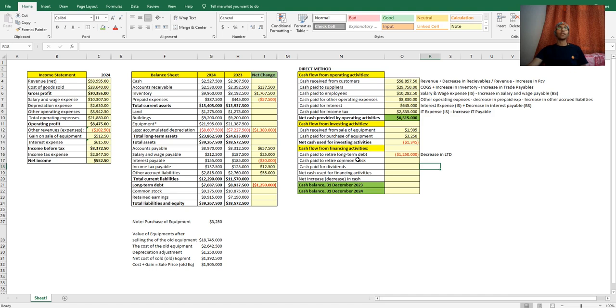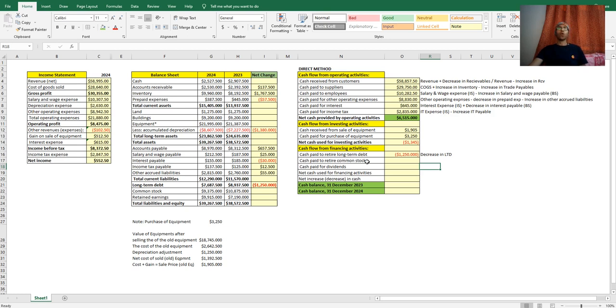Cash paid to retire debt. Here there is no bifurcation made, right? There is no bifurcation of how much new debt was taken. There is no information regarding it. So we can directly use this. We can use the reduction in long-term debt and put it here. There is no other information available.